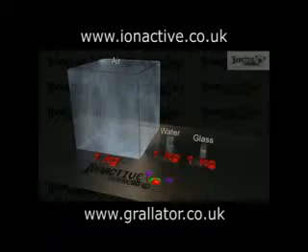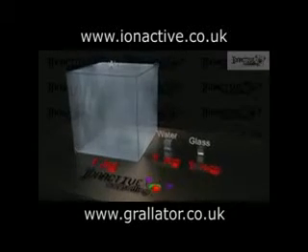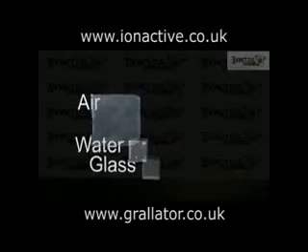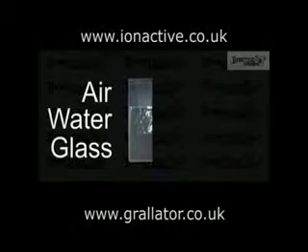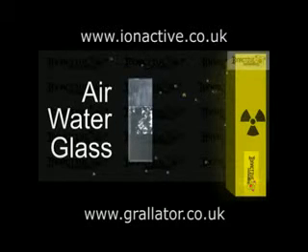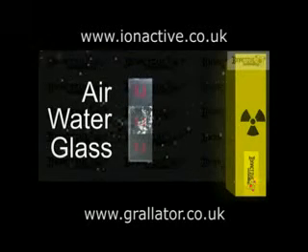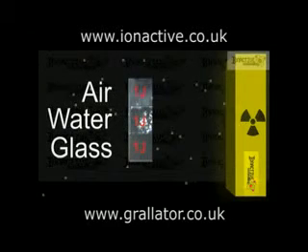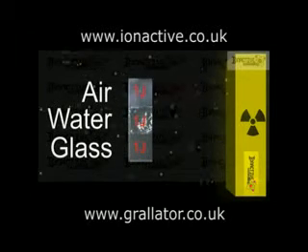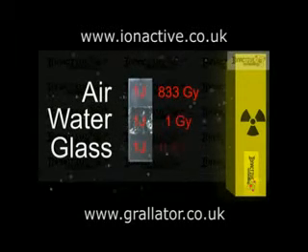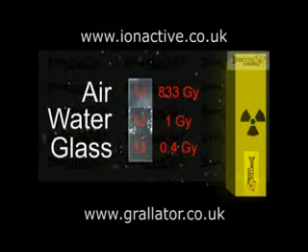Looking at this from another viewpoint, consider a combined figure made of these 3 materials in equal volume, say a cube 10 centimeters on each side. Assume that this figure is irradiated and that each region absorbs 1 joule of energy. Because each region has a different mass, each will have a different absorbed dose. The air region will have received 833 Gray, the water region 1 Gray, and the glass 0.4 Gray.